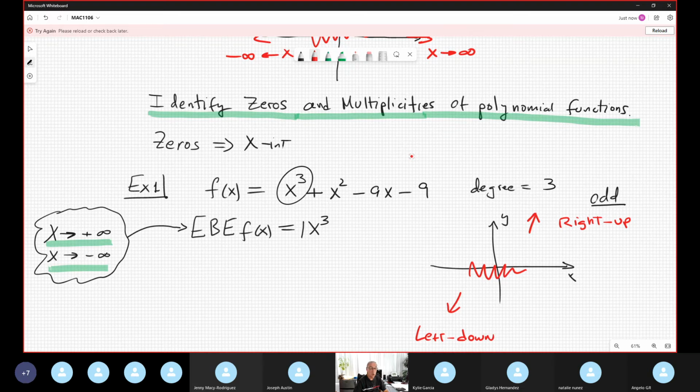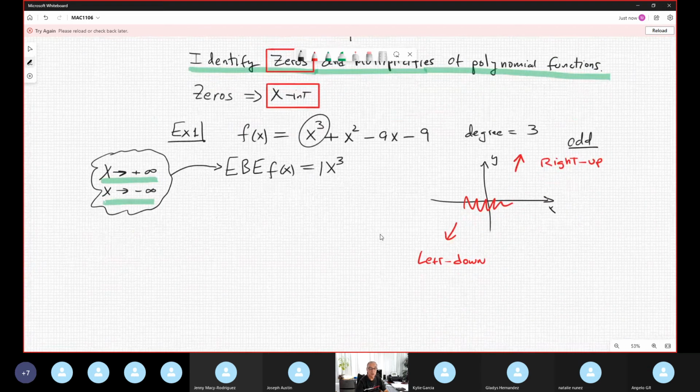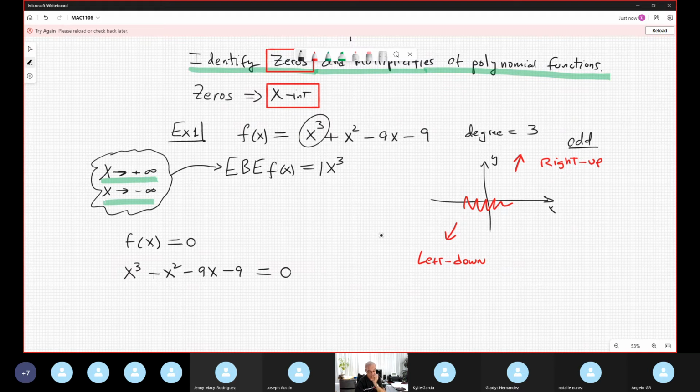Let's move on to the zeros. Zeros are the x-intercepts. You know the formula very, very well: you take the function and force it to be zero. In our specific example, x cubed plus x squared minus 9x minus 9 equals 0. Wow. And we have, in that moment, one polynomial equation similar to what we did in chapter 1.